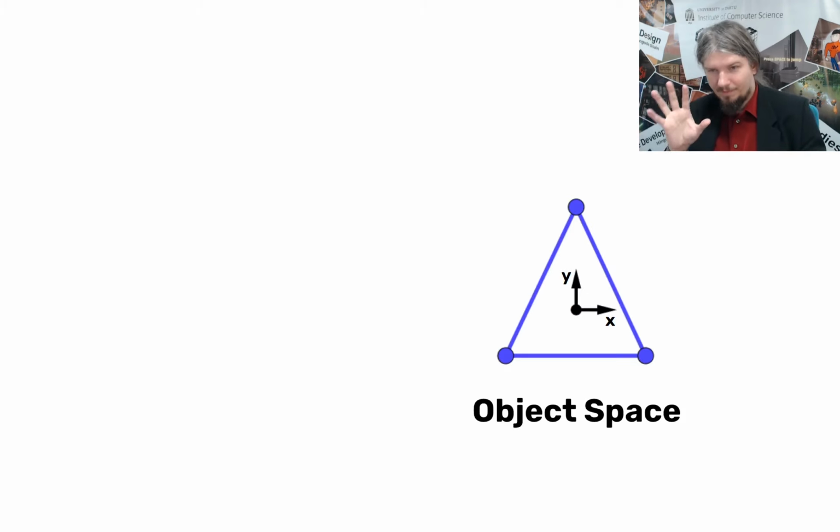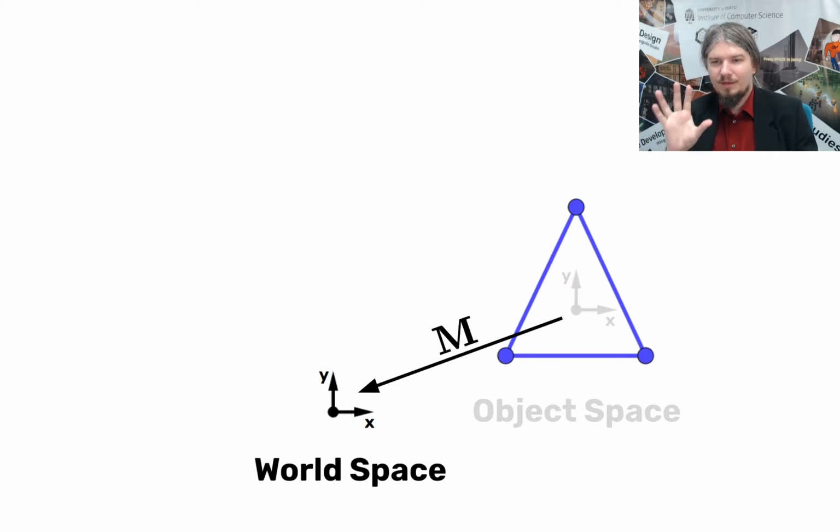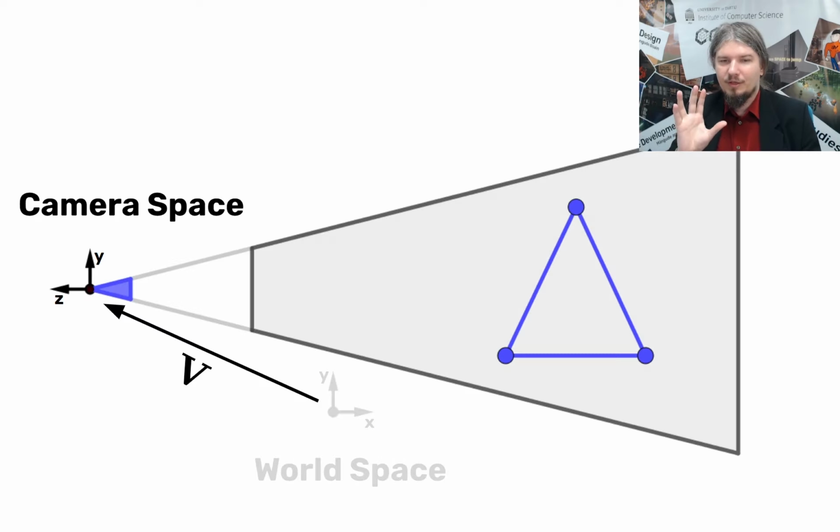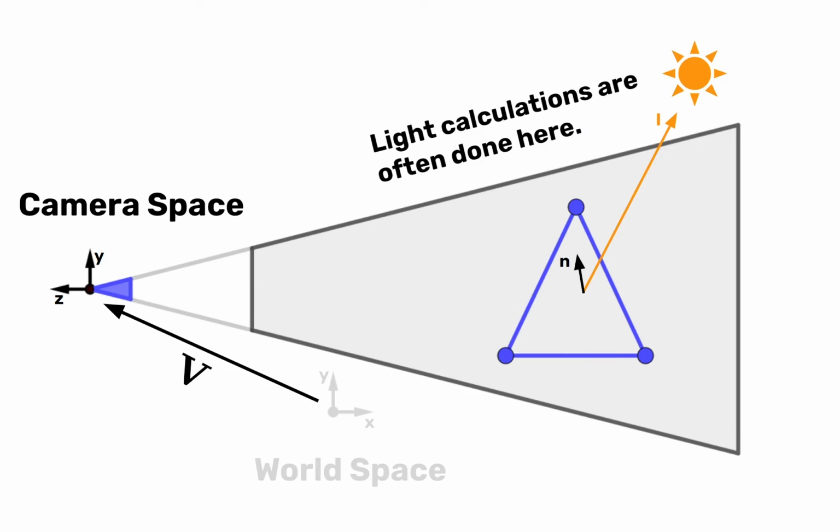So to recap, we start with our objects in object space. We use the model matrix to represent them relative to the world space. We then use the view matrix to represent them relative to the camera space. In that space, often the light calculations are done. We will see this later on in the materials, but what color should the pixels on this triangle be? We can calculate this, and this is usually done in the camera space.